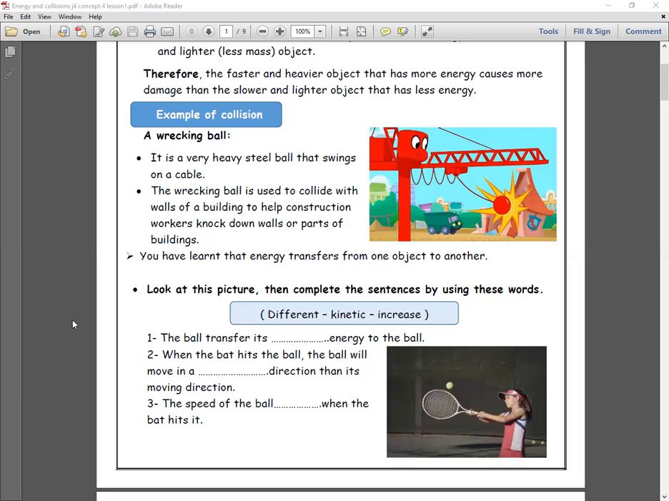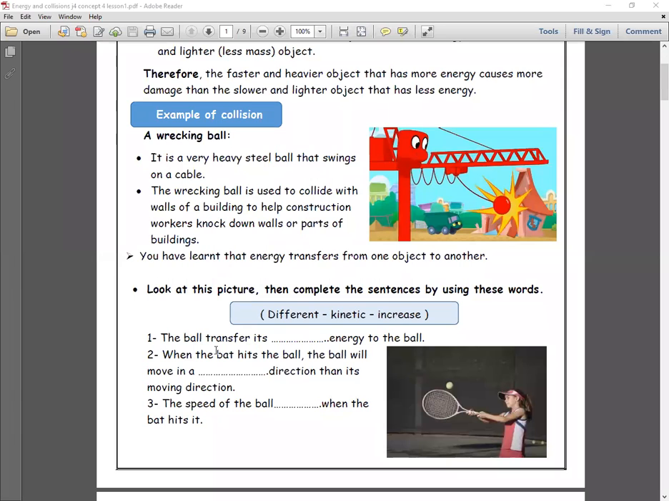The second example is when we play tennis. Now we will find that this girl is holding a paddle. A paddle is a wooden object used to hit the tennis ball so we can play.